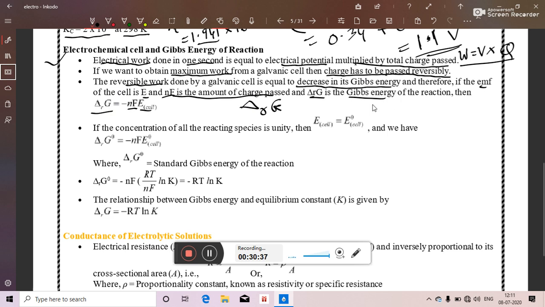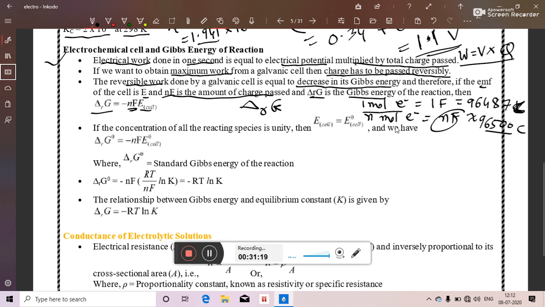So 1 mole of electrons can carry the charge of 1 Faraday with them. So if you are having n moles of electrons, the charge carried by them will be n Faraday. So n Faraday is the charge carried by n mole of electrons. Now 1 Faraday is equal to 96487 coulomb, which we also write approximately as 96500 coulomb. So that is the charge carried by 1 mole of electrons.